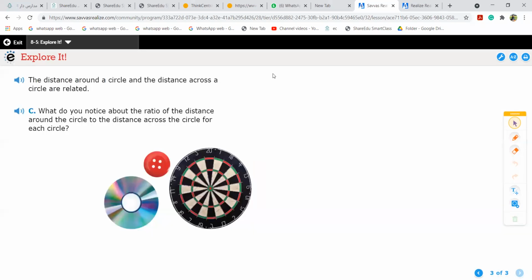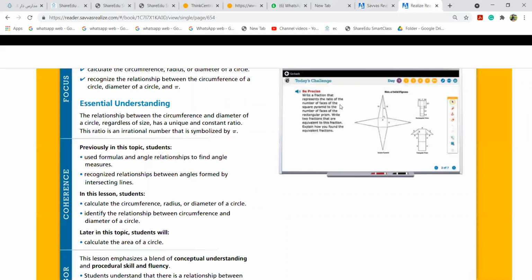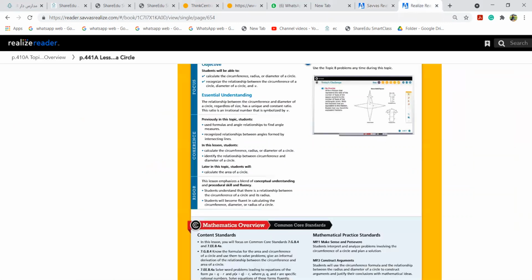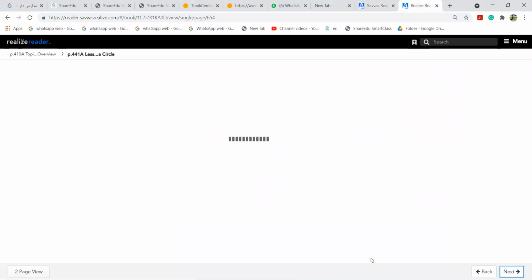What do you notice about the ratio of the distance around the circle to the distance across the circle, girls? What do you think? Which one is more? Distance around the circle or distance across the circle? What do you think, girls? No idea?